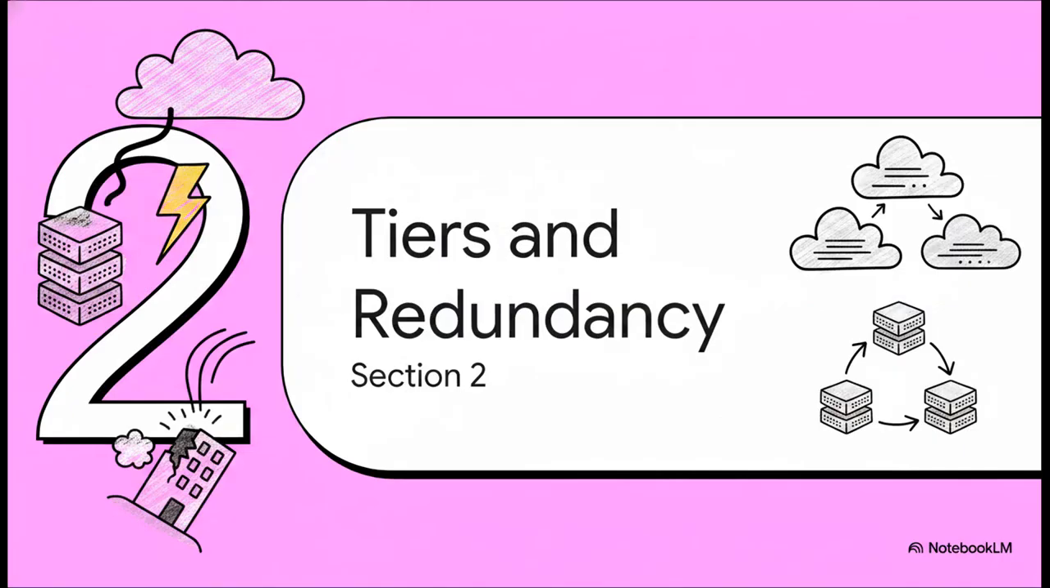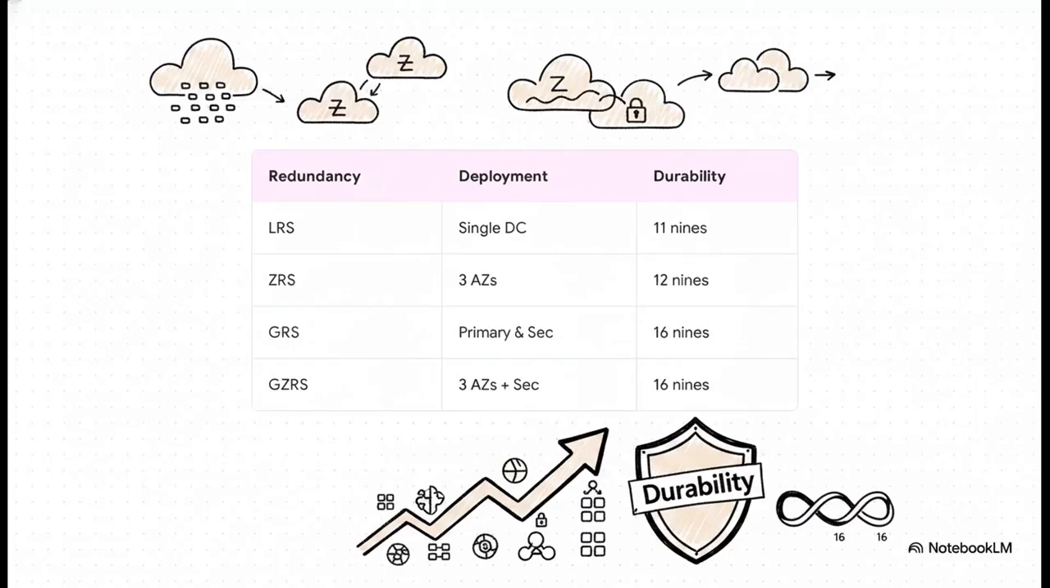Moving right along to Section 2, Tiers and Redundancy. So, our vault is built. But what happens to the data inside if an entire data center just loses power? Well, Azure gives us this awesome sliding scale of protection. It starts at locally redundant storage, or LRS, which keeps copies inside a single data center, and climbs all the way up to Geo-Zone Redundant Storage, or GZRS.